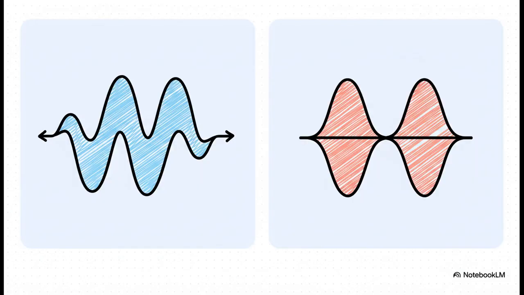Now, when any waves overlap, two things can happen. If their peaks line up, we call that in-phase overlap. They add up and reinforce each other. In atoms, this creates a stable, low-energy bonding orbital that really holds the atoms together. But if a peak from one wave lines up with a trough from another, out of phase, they cancel each other out. And that creates an unstable, high-energy antibonding orbital that actually pushes the atoms apart.